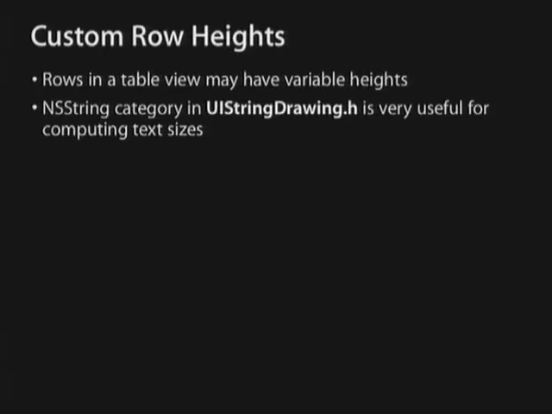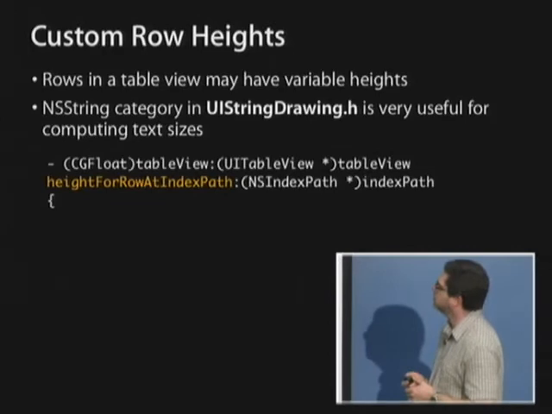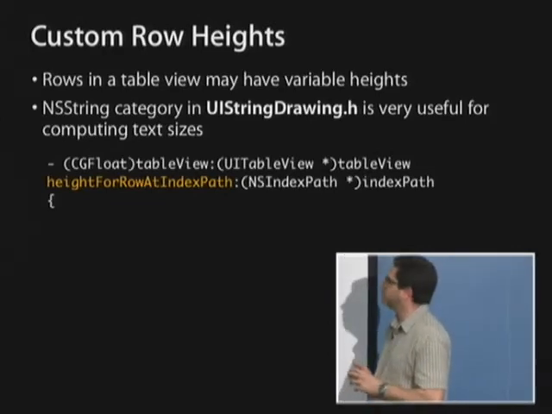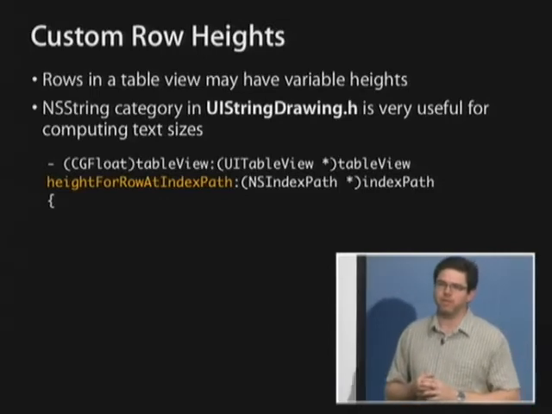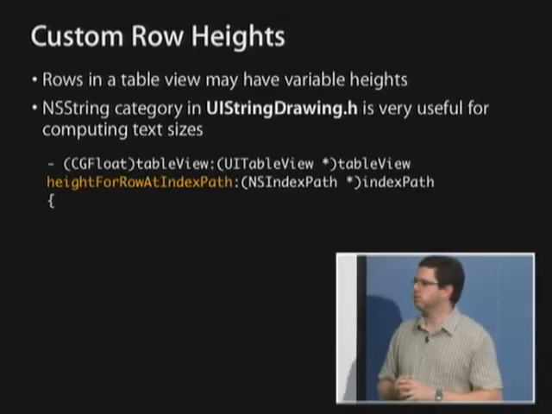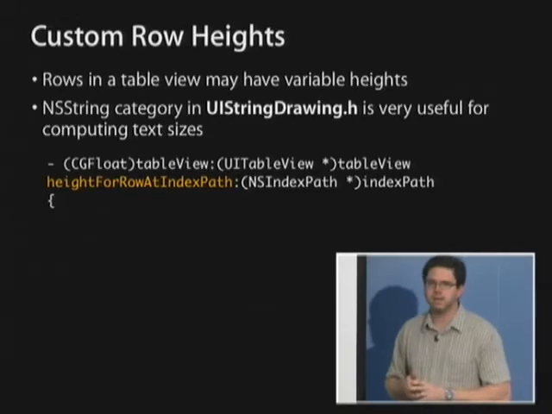Table view also has the ability to support custom row heights. There's a delegate method to customize that. It's called tableView:heightForRowAtIndexPath:. And if you implement this, you'll be asked about this for every row in the table view. You can do whatever height calculations you'd like.